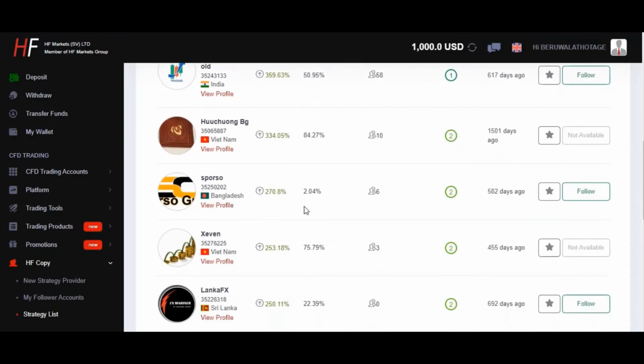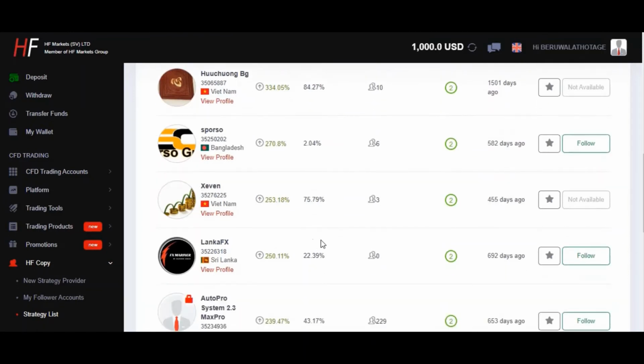And this one is okay. He has 270%, drawdown 2%, okay, accepted. He has followers okay, and stability score 2 means, 1 is best, 2 you can also accept, and he has been there for more than 500 days. This person is good to follow. And the next one has a very high drawdown, so you can leave him alone.